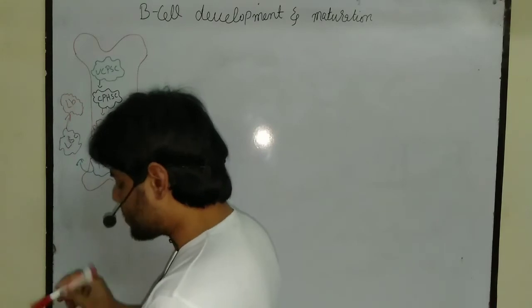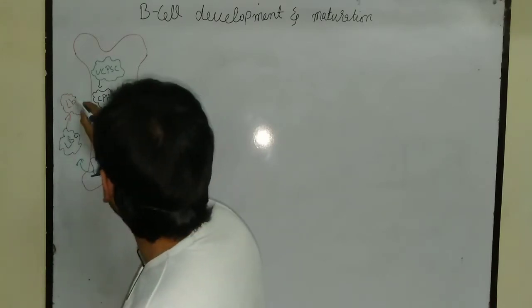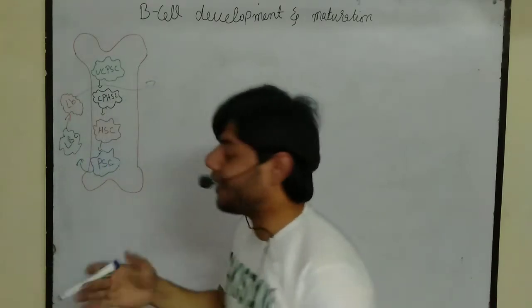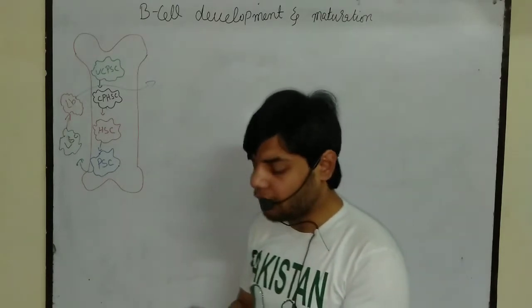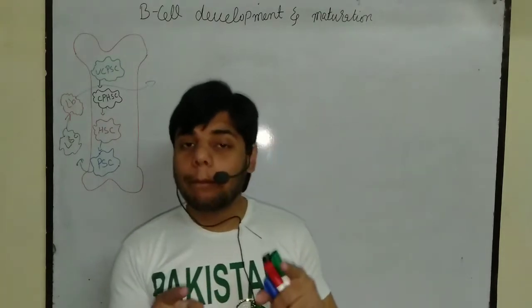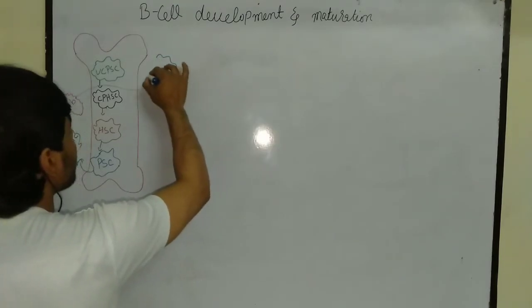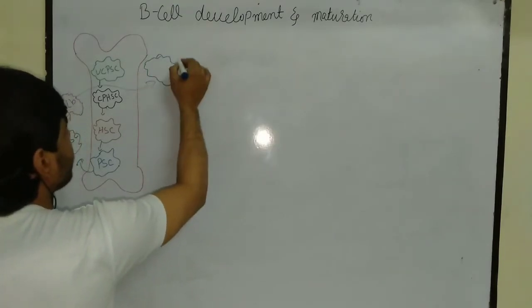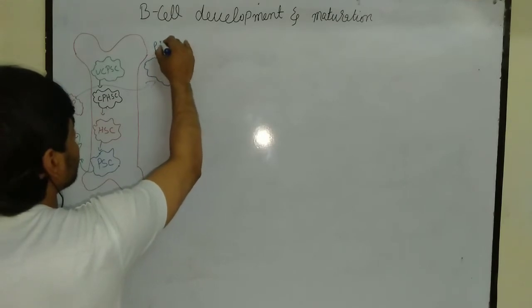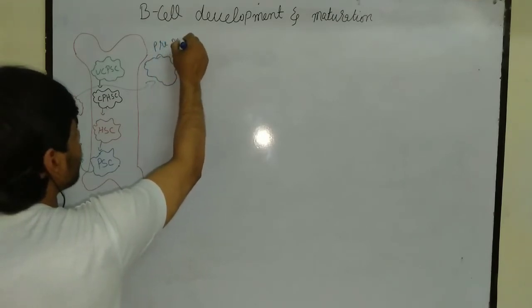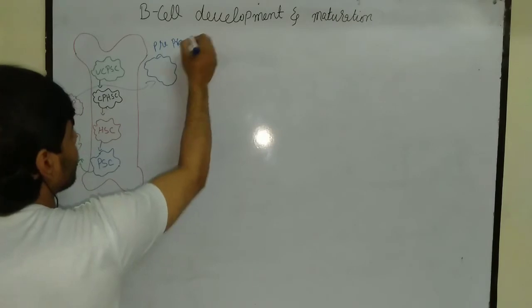From this lymphoblast we get another cell, which is the immature form of the cell, and we call that the prepro B cell. Another cell. So this is called the prepro B cell.